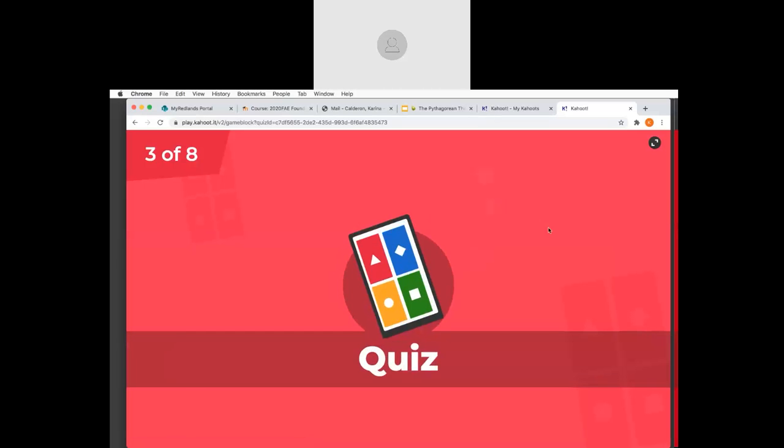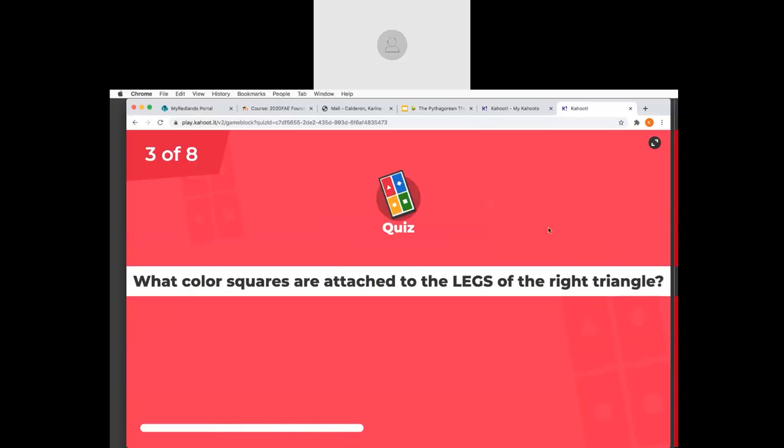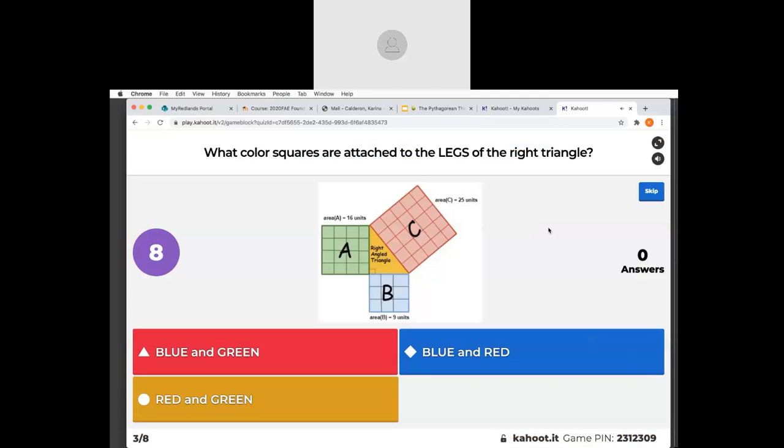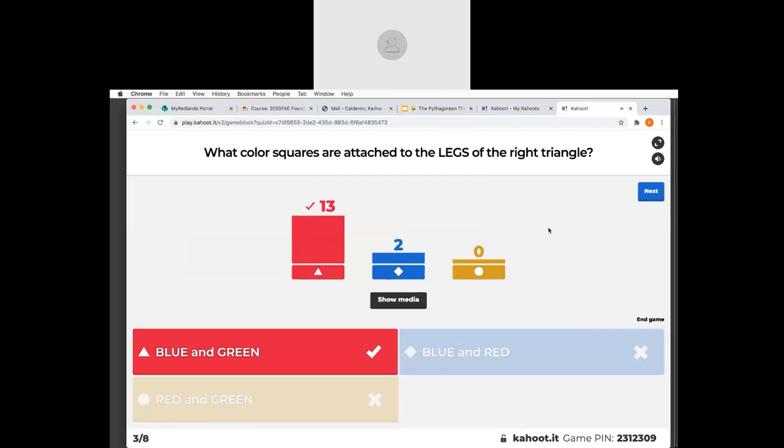All right, next question. So I was going to show a picture right now. What color squares are attached to the legs of the right triangle? The legs. Ooh, we're running out of time. Come on, guys, you got this. It was the blue and the green. Good job. Most of you got that.